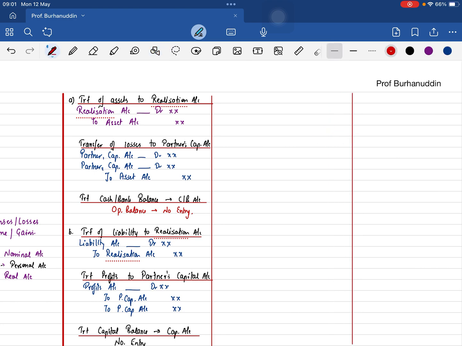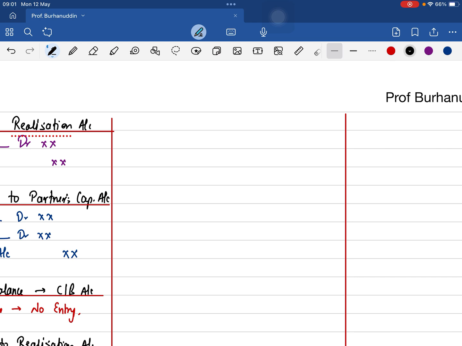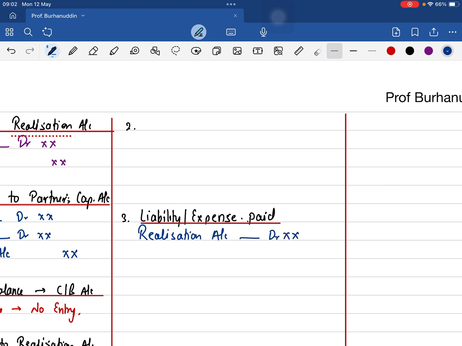Just help me out with this. If you have a liability or an expense paid by the firm, tell me what could be the entry for this? Realization account to firm account. To what? Cash and bank account? Partner's capital account. No, beta, cash bank.